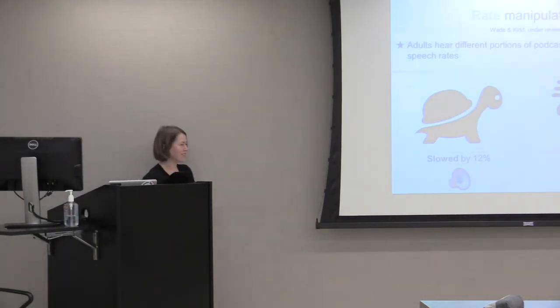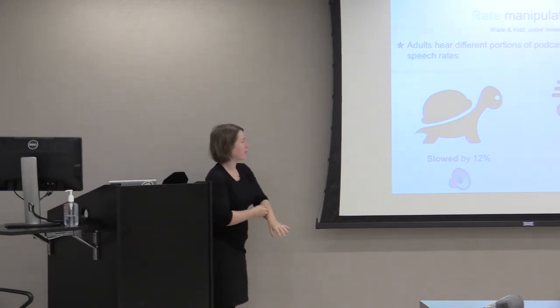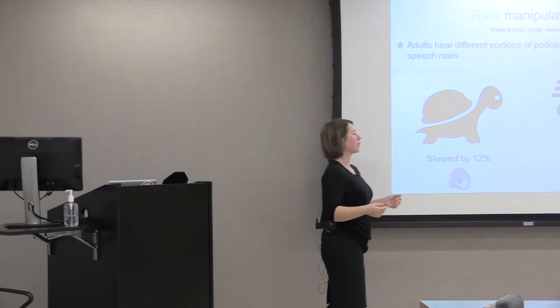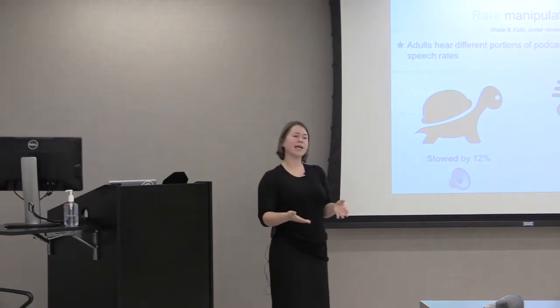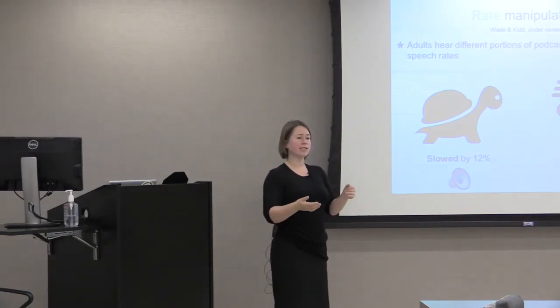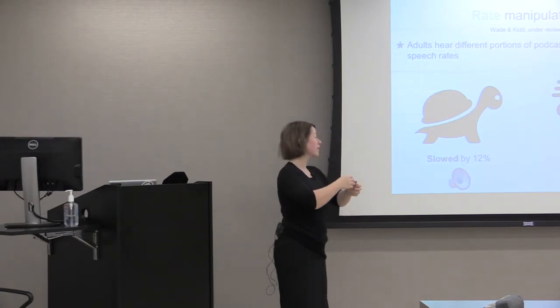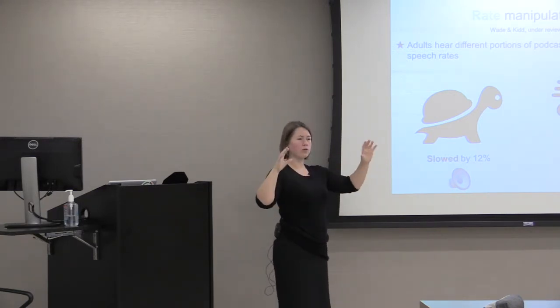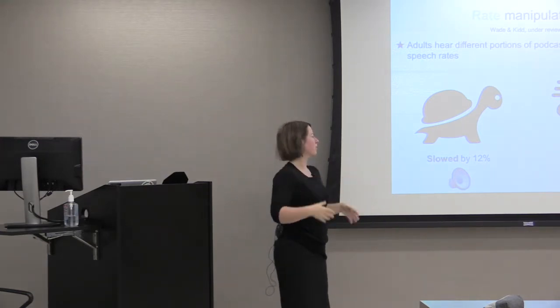I'll tell you about one of these experiments, which I think is particularly clever. So she has a set of experiments where she created podcast stimuli, and she manipulates the amount of the story that people get, and also the rate at which they get the story. So it was recorded at some rate. We slow it by 12% or speed it up by 12%. Those amounts were chosen because they're both in the range of speeds that people can process.